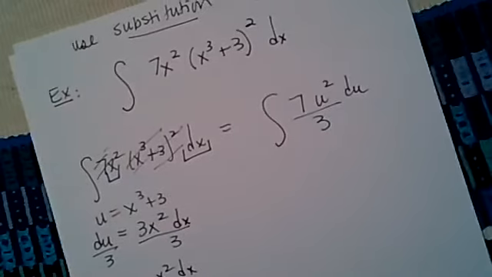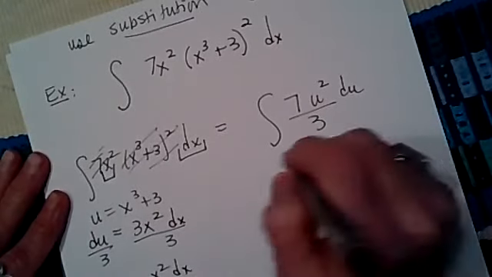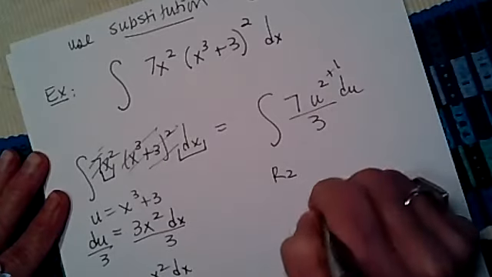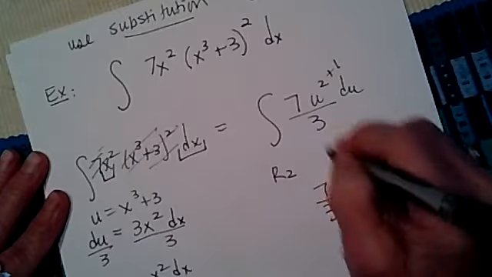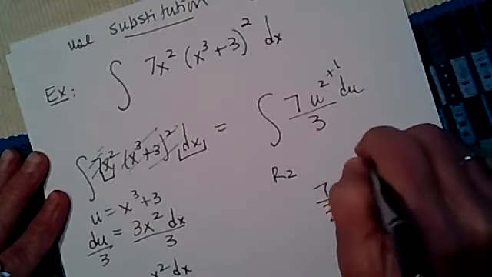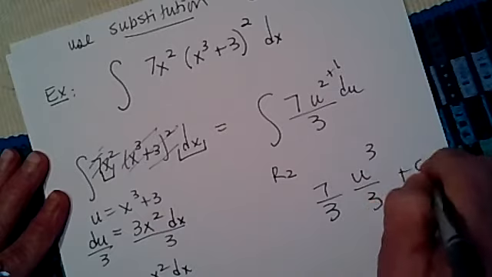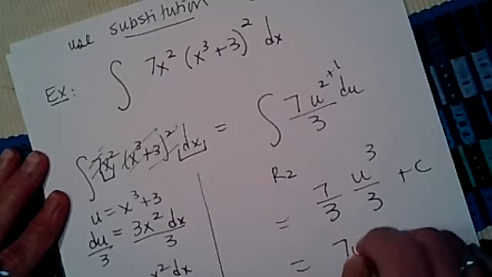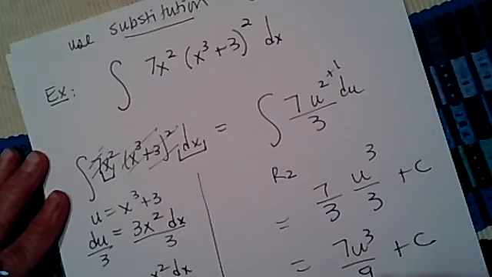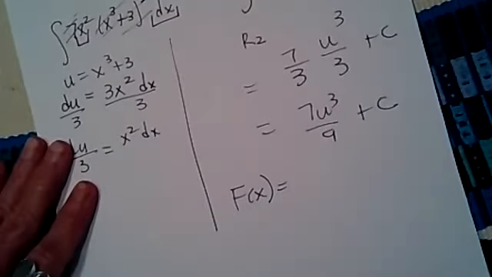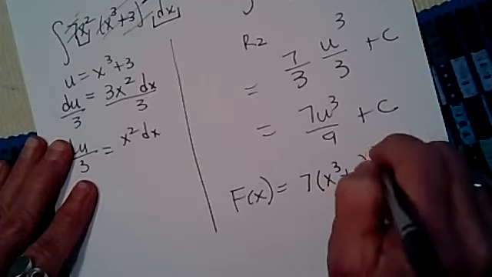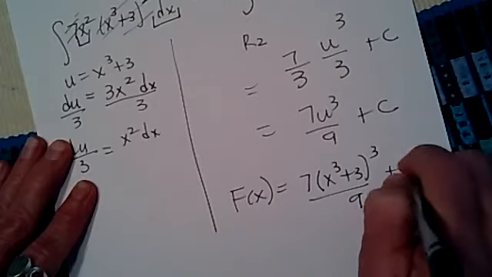And so this is just going to be rule 2. So I'm going to add 1. I bring my constant term over, 7/3. Add 1 to my exponent, 3, divided by 3, plus c. So that's going to give me 7u cubed over 9 plus c. But remember, we have to put it back in terms of my original function. So that's 7 times (x cubed plus 3) cubed over 9 plus c.